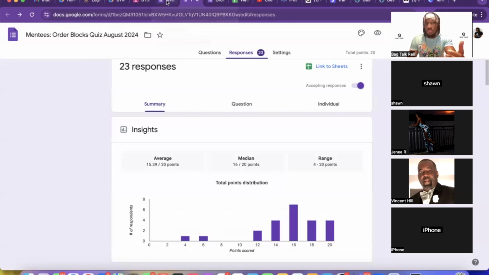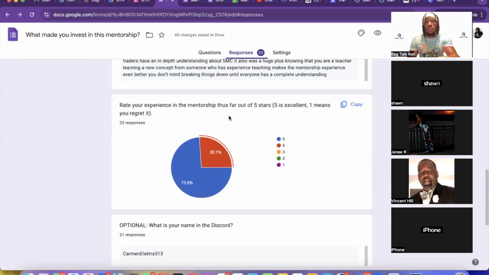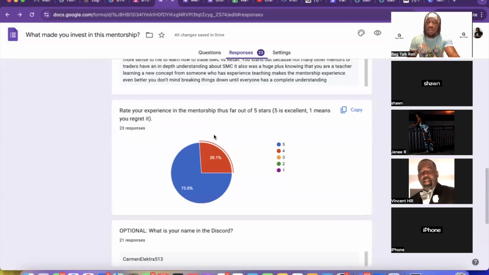And then just for people that are curious, the mentorship is going well so far. As you can see here, I had them rate their experience in mentorship thus far, and 17 people out of 23 people that answered say it's 5 stars, and 6 people say it's 4 stars. I'm going to get them to 5 soon. Those 6 people, we get challenge, but it's going well. That's an average of maybe around 4.8 stars out of 5. So everything is going well, and we're going to keep it pushing.